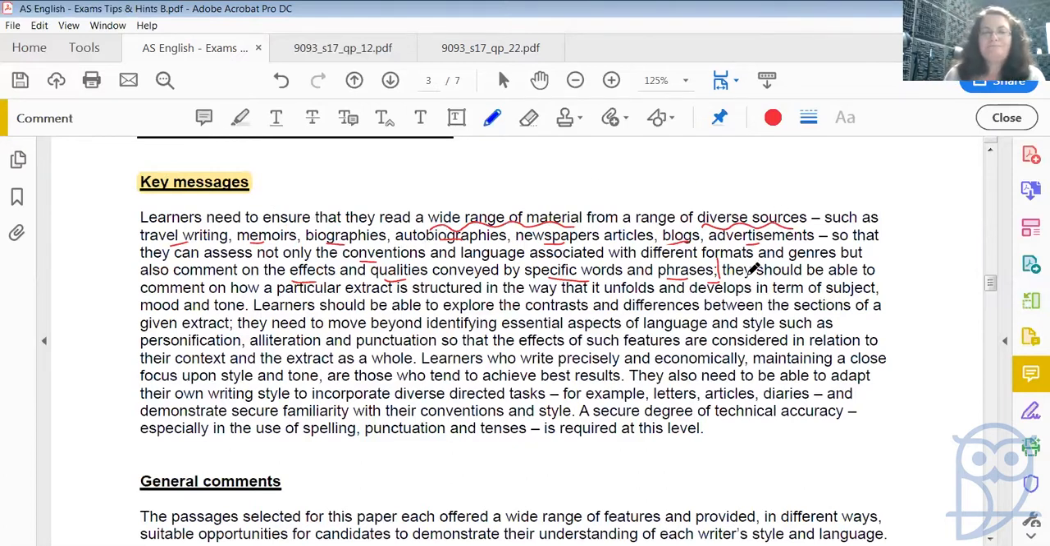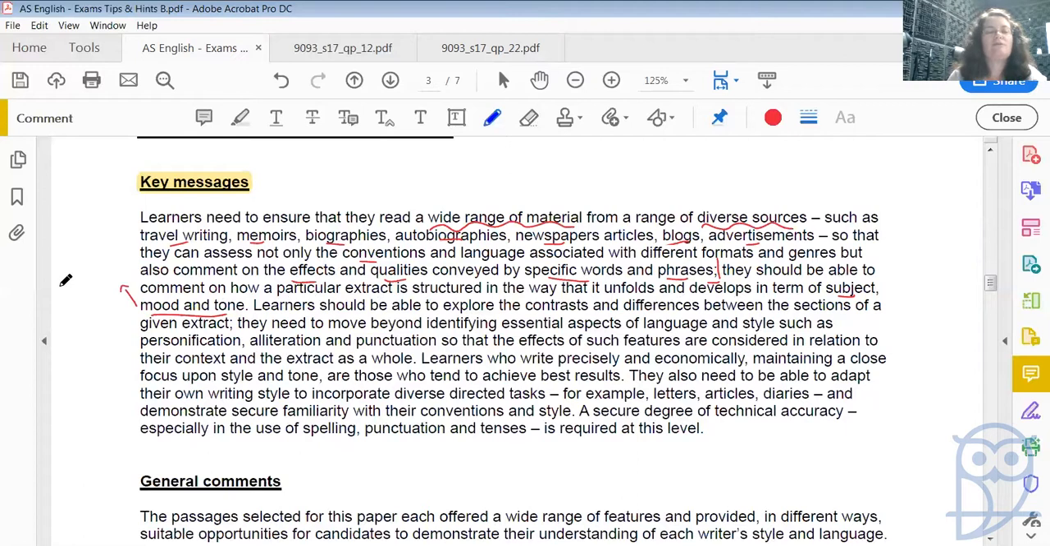All right, students should be able to comment on how a particular extract is structured in the way that it unfolds. Does an extract focus on something narrow and then work to a larger idea, so it unfolds in a certain way, and how it develops in terms of subject, mood, and tone. Sometimes there will be a change in subject or a development in subject. There will be a change in mood and tone.